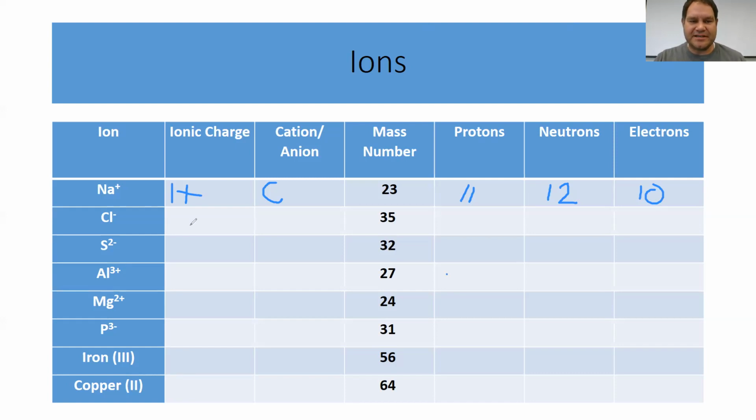All right, let's go to the next one, chlorine. Chlorine is negative, so it's going to have a -1 charge. It is an anion. You can write out the term anion. It has a mass number of 35. If you look at your periodic table, it will have 17 protons. 35 minus 17 gives us 18 neutrons. Because we're gaining an electron, we're going to have one more electron than protons. So that's going to give us 18 total electrons.